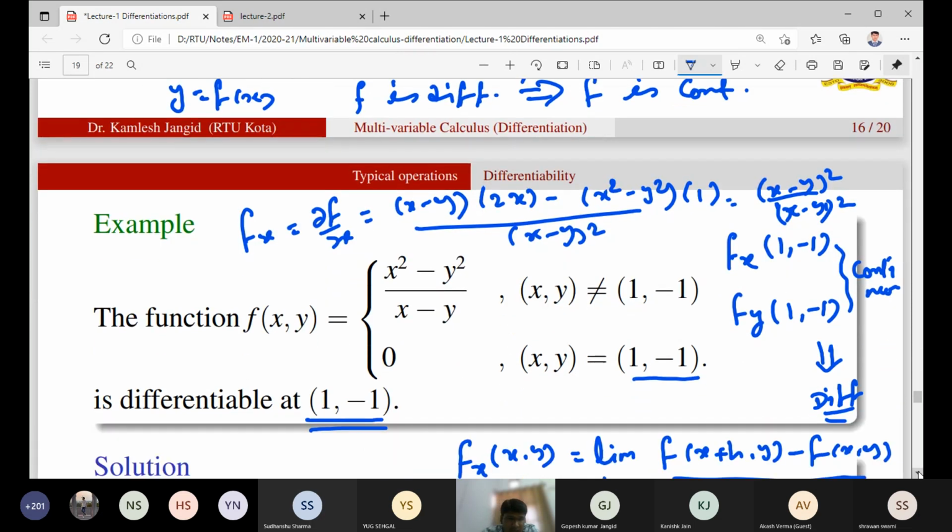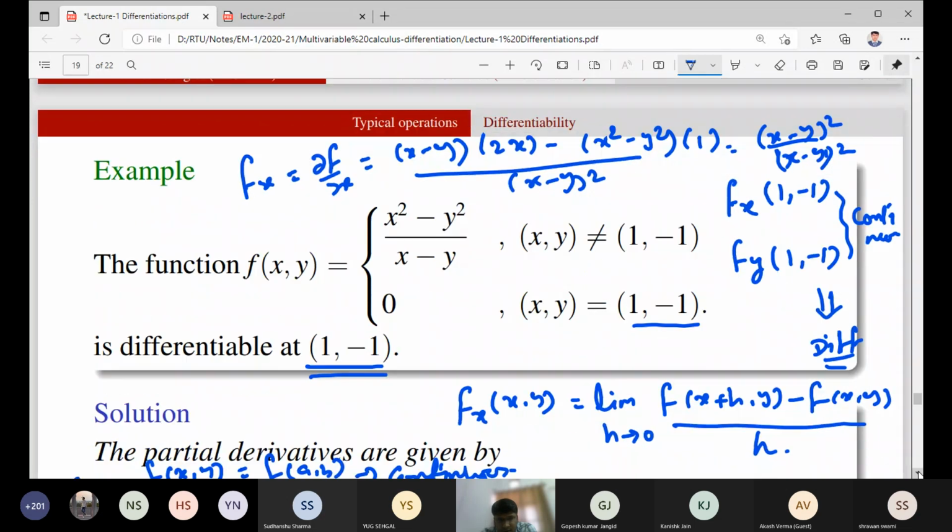And if even one of these conditions is not satisfied, then you can say that your function is not differentiable at the given point. So remember this definition here.